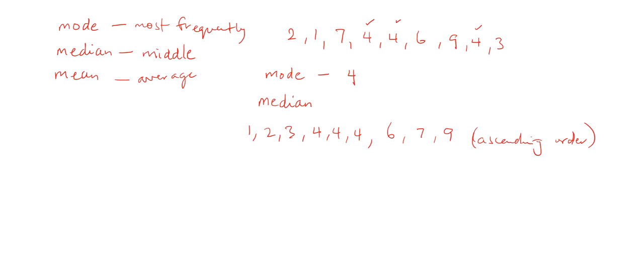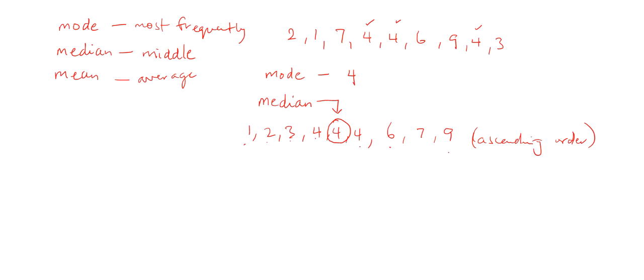Now, the median is the middle term. We have 9 terms here, so we have an odd number of terms. Therefore the 5th term is going to be the median. And why is it the median? If you look at the left, we have 4 numbers, and on the right, we have 4 numbers. So when we have an odd number of terms, we can easily find the median.